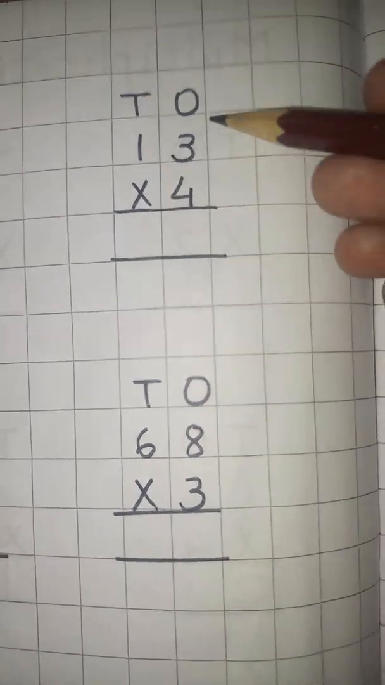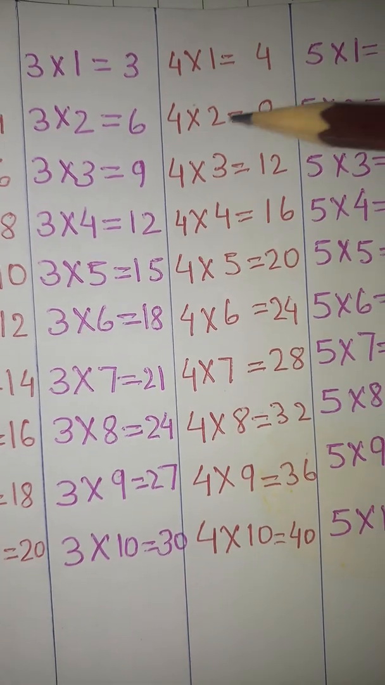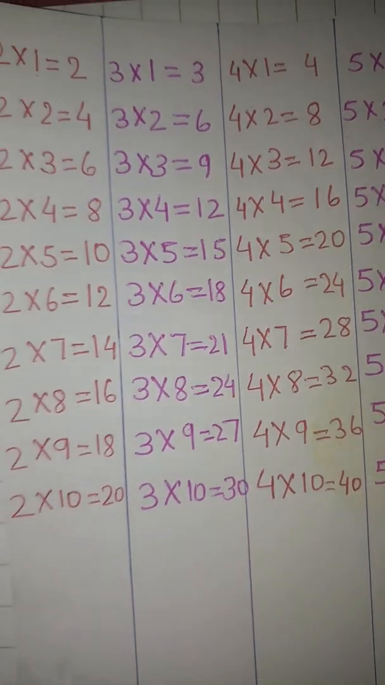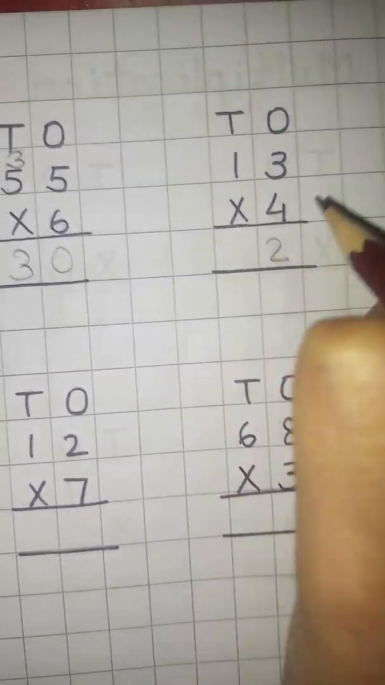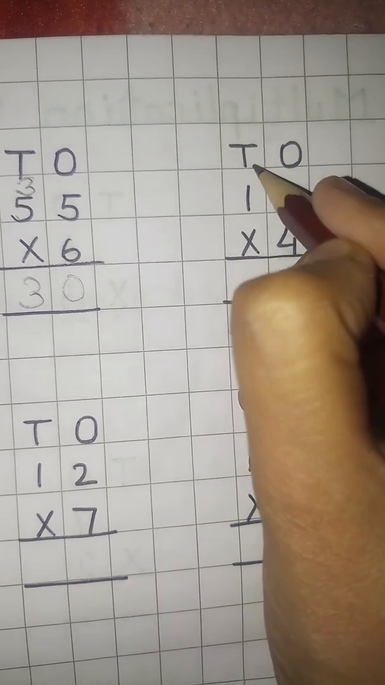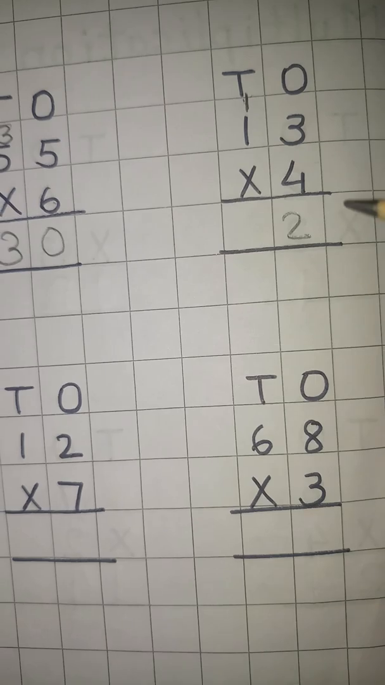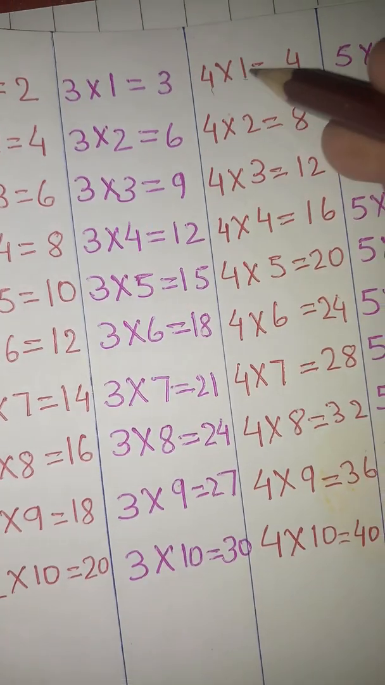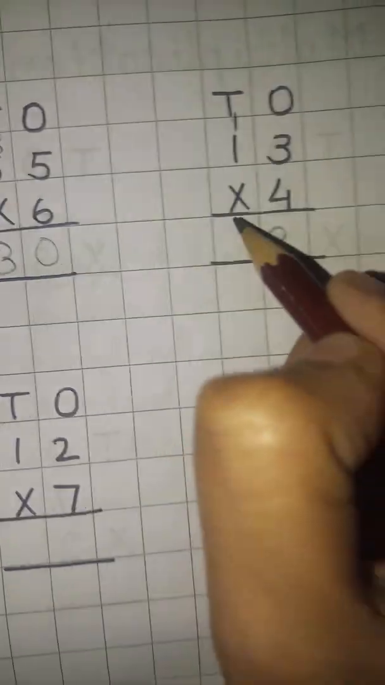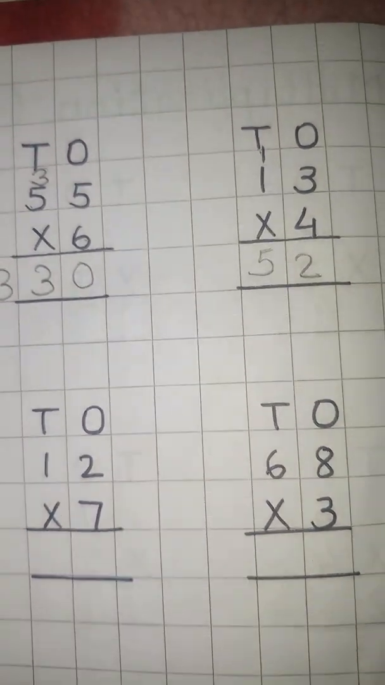Next, 4 into 3. 4 into 1, 4. 4 into 2, 8. 4 into 3, 12. 4 3s are 12. So we will write 12's 2, and then carry over 1. Next is 4 into 1. 4 into 1, 4, plus 1, 5. So we will write 5.